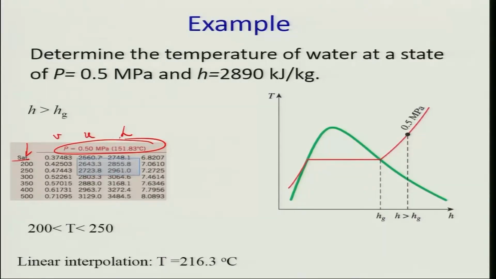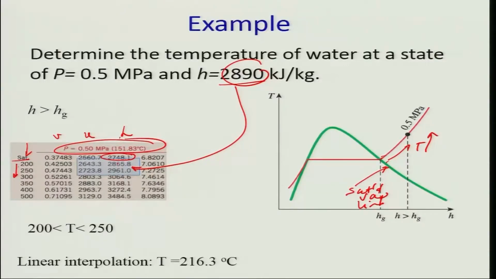Now you look at the saturation temperature, this value is less than 2890, and increases. This means as you go away from the saturated vapor line, this temperature is increasing. So along this, your temperature increases, and here you should see where this value falls. So it falls somewhere in between.